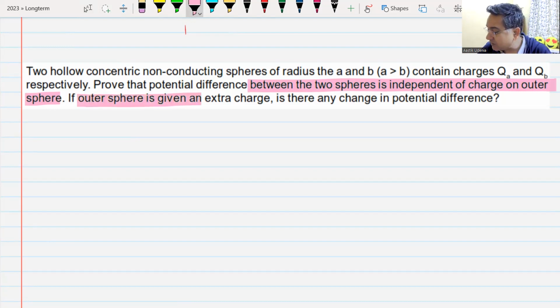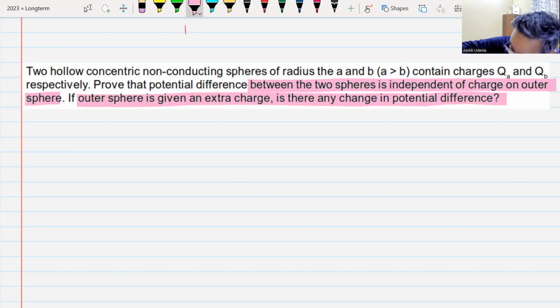If the outer sphere is given some extra charge, will there be any change in the potential difference? This is a very important result that you will have to remember. Diagram is not a part of the question, but I will just give you the diagram so that you don't waste any time in understanding the question and concentrate more on getting the answer. More important than getting this answer is that you remember the result.